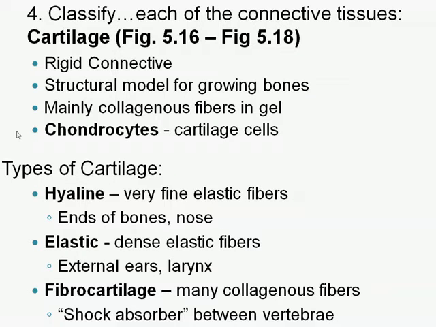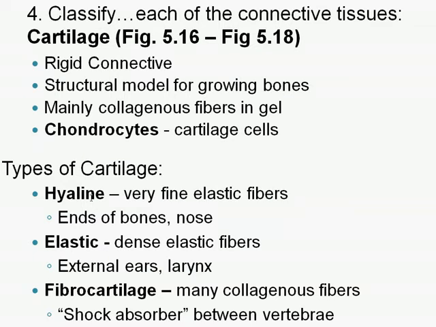Cartilage, we've all heard of cartilage, right? Cartilage is actually very similar to bone, and we'll talk a little more about this when we get to the skeletal system. You can see it's a structural model for growing bones. Newborns are made of a lot of cartilage, and that cartilage eventually becomes bones. The cells that create cartilage, and these will be important to remember, are called chondrocytes. They're basically the cells that create cartilage, and when you see a slide you'll get a better idea of what it looks like.